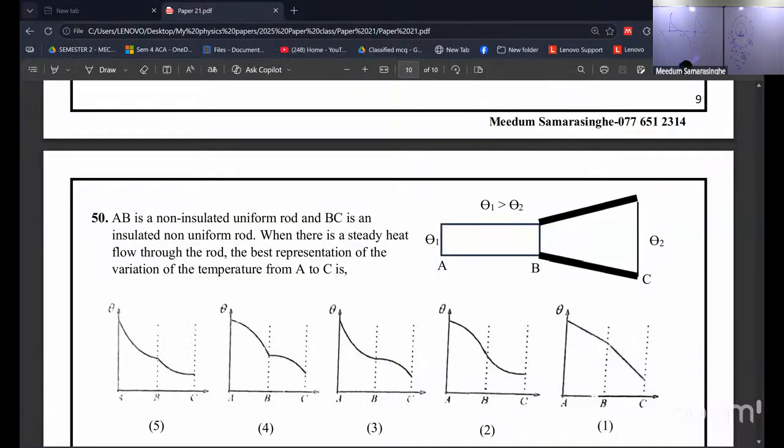AB is an uninsulated uniform rod. BC is an insulated uniform rod, but the cross-section area is not uniform, right? When there is a steady heat flow through the rod, what is the best representation of the variation of temperature from A to C? For A to C, there should not be a uniform temperature gradient, so this one cannot be the answer. This one also cannot be the answer for sure. Why? From here to here it is not insulated, so there cannot be a constant temperature gradient.